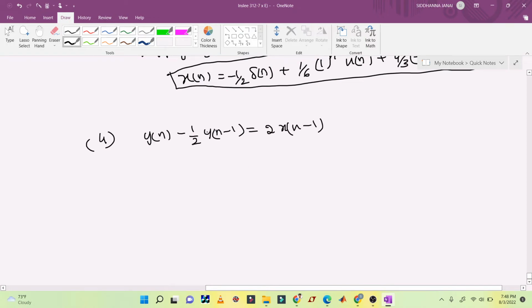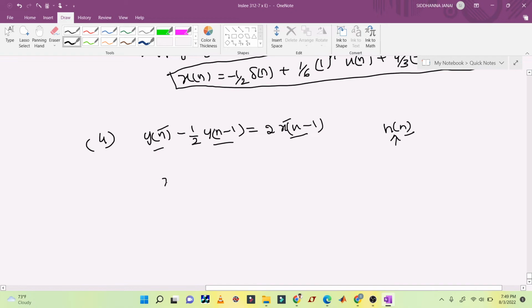So look at this problem. Here we have the output, the delayed version of the output, and the input. So it is a relation between output and input that is given. We need to find the system function h of n. So this is the system which produces this y of n based on its input x of n.